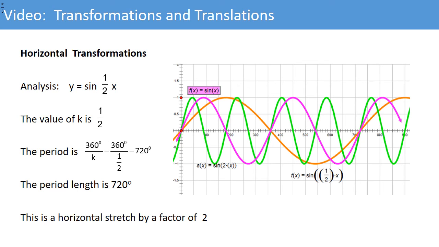So it takes twice as many lengths to get 1 period. So we say that this is a horizontal stretch by a factor of 2. Note, if it's 1/2 in the equation, it's 2 in the answer.